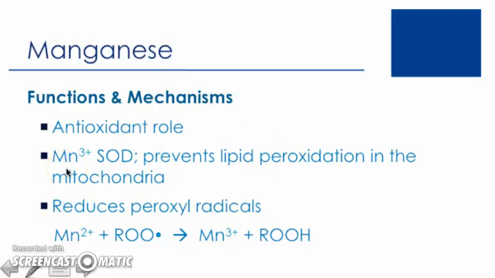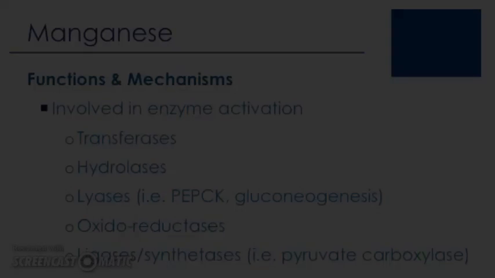This will be different than the zinc-copper superoxide dismutase that is active in the cytosol and in the blood. The activity of the manganese superoxide dismutase occurs within the mitochondria, and you can see that it reduces these peroxyl radicals. We see the formula here. The peroxyl radical will then, through the activity of the superoxide dismutase, become reduced.